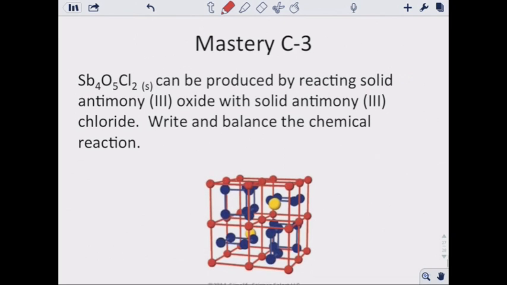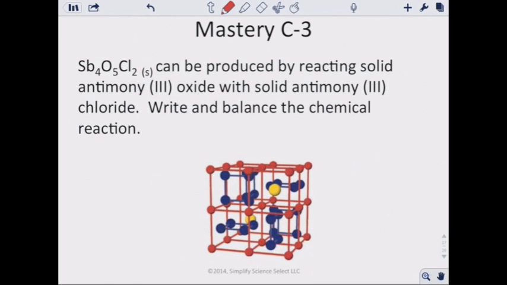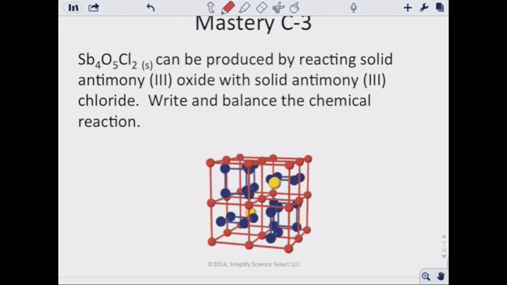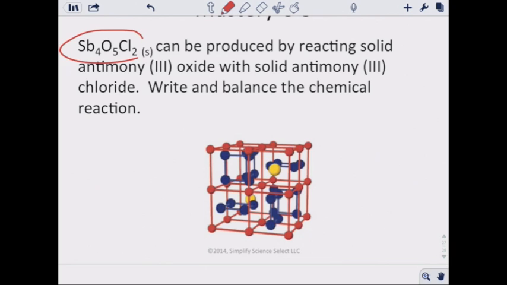Next one, pretty tough one. It says that Sb4O5Cl2 solid can be produced by reacting solid antimony(III) oxide with solid antimony(III) chloride. Write and balance the chemical reaction here. So when we're looking at this, we're going to need a little bit of room because it's going to be a tough reaction. So this can be produced from these.